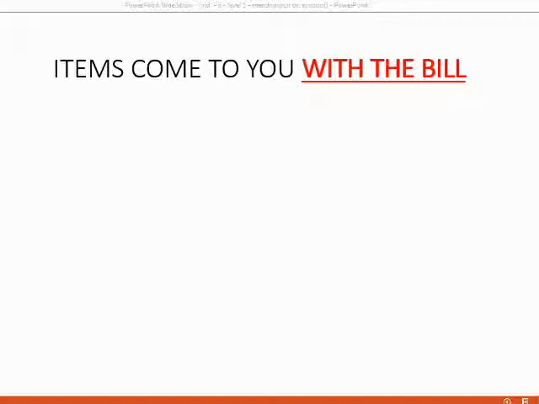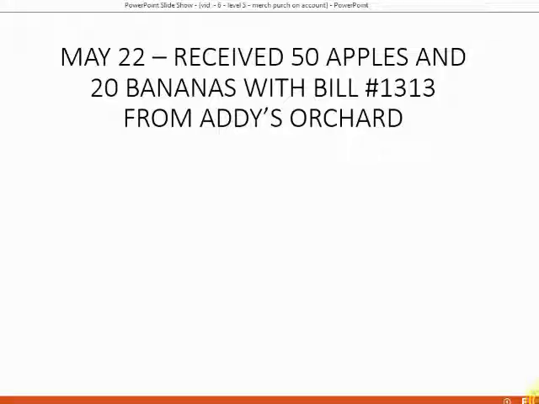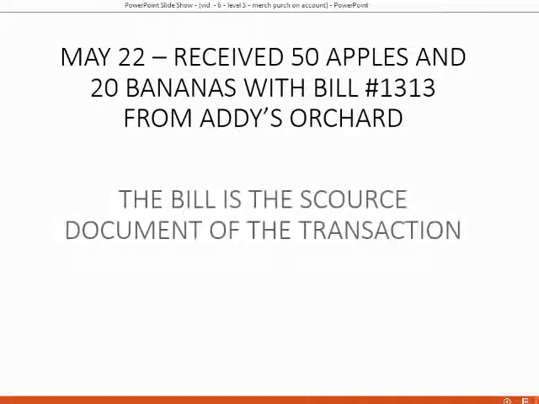When the items of inventory physically come to you, we will assume in this video that they came with the bill. If the items come together with the bill, then the bill is the source document of the transaction. For example, May 22, we physically received 50 apples and 20 bananas with bill number 1313 from Addie's Orchard. If the merchandise came with the bill, the bill is the source of the transaction. Let's record it and see the result.